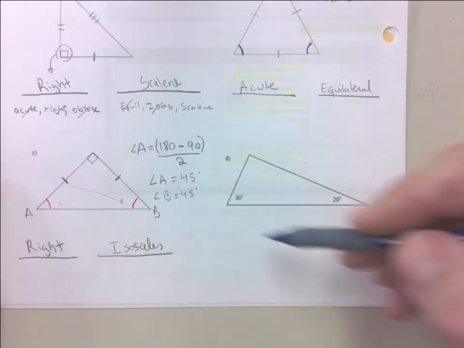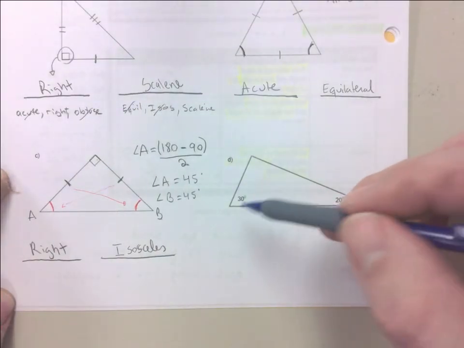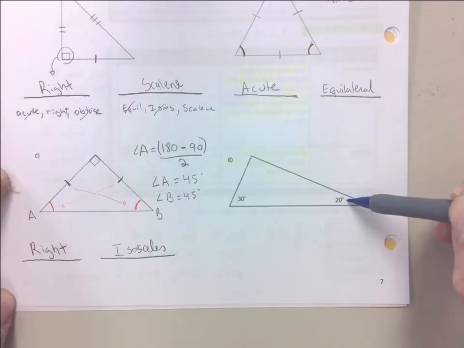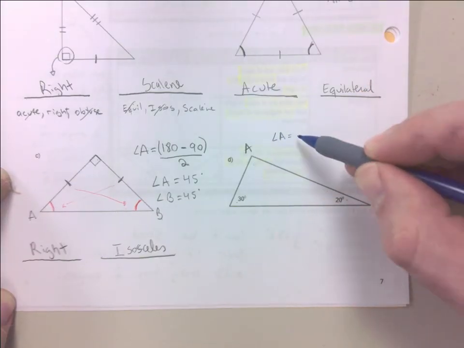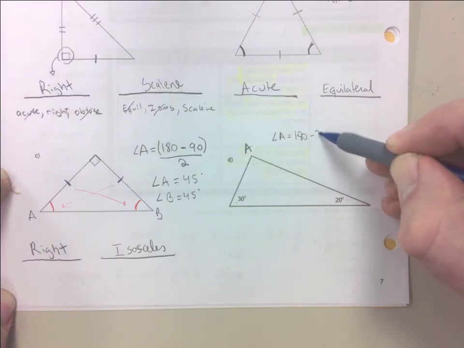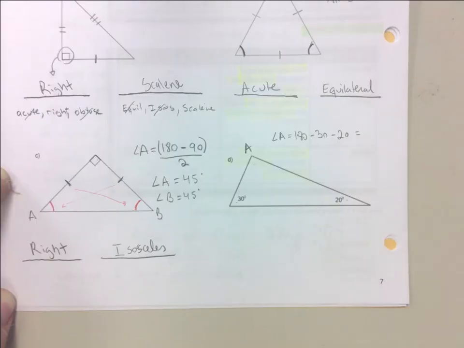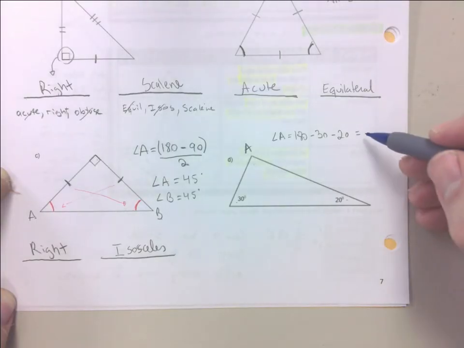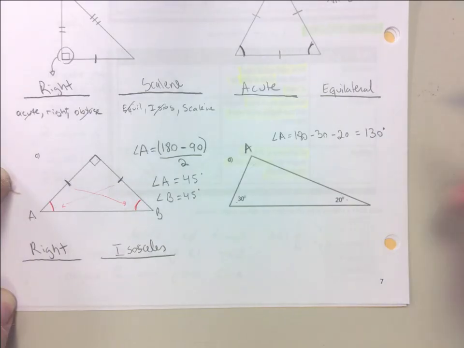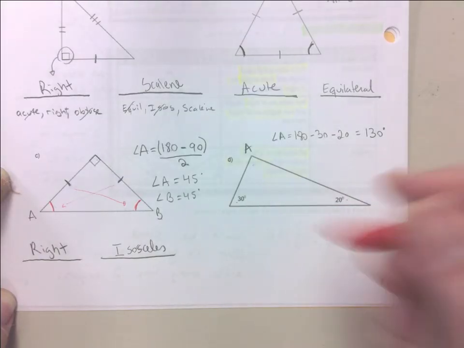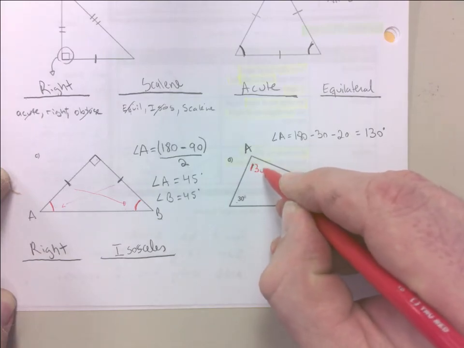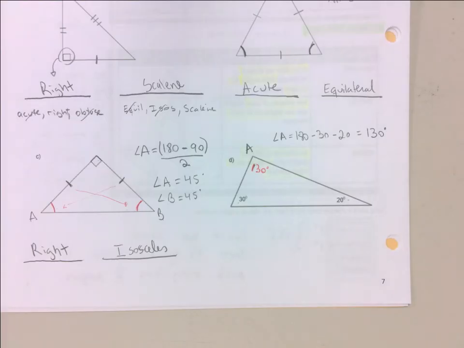This one right here. You know what? It's giving me numbers. I'm going to use that to my advantage. Let's call this angle A. I'm going to find that angle because I've got 2. So I'm going to go 180 minus 30 minus 20. That would be 130 degrees. Okay, so that means that this one, I'm going to use a different color just to let everyone know that it wasn't there at first. 130.